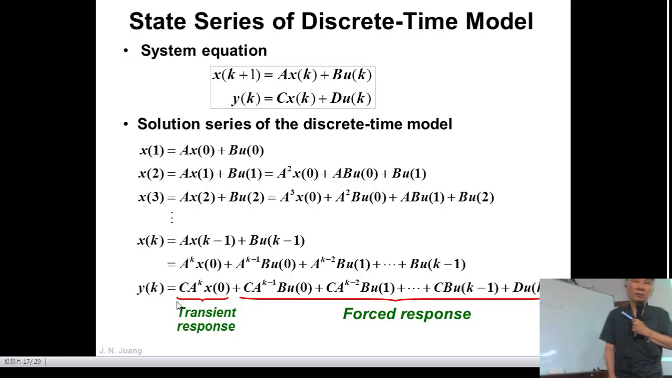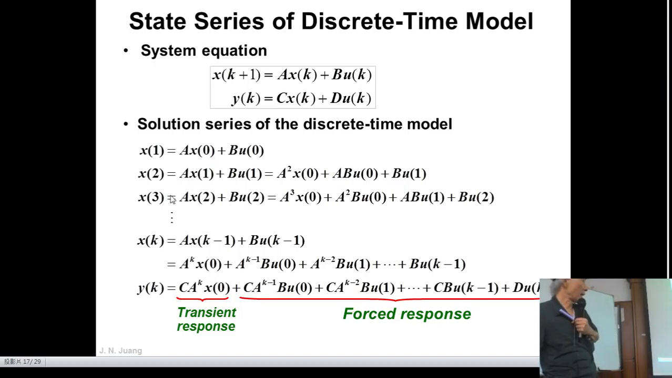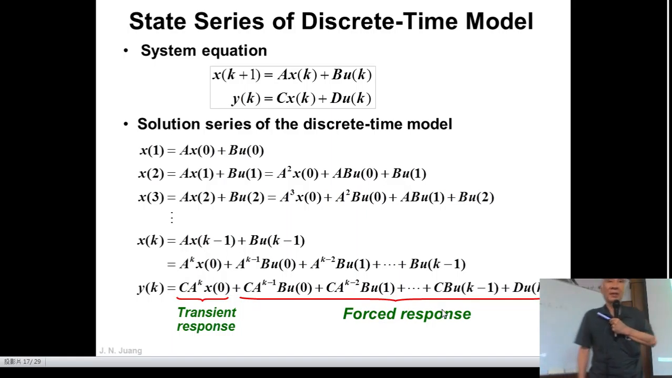Now, the transient response is equivalent to your homogeneous solutions. This is what we call the forced response. The forced response corresponds to your particular solution in your differential equations. If your x0 is 0, if you don't have any initial state, it means you don't have a transient response, which means you don't have any homogeneous solutions in this system.